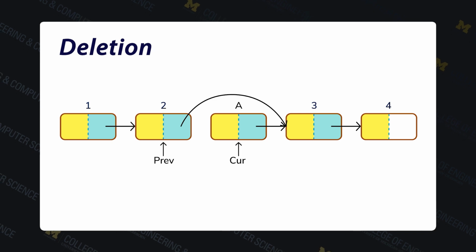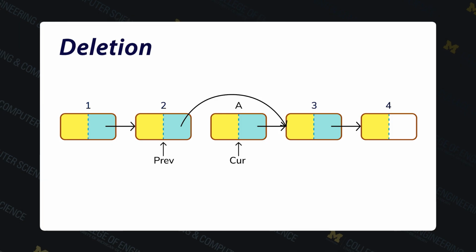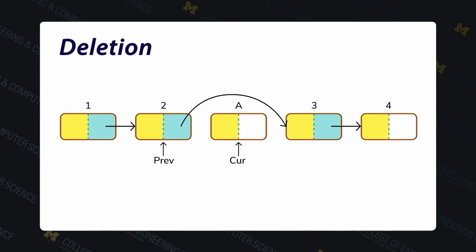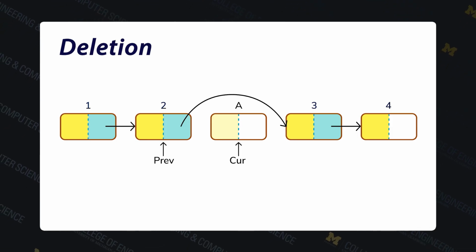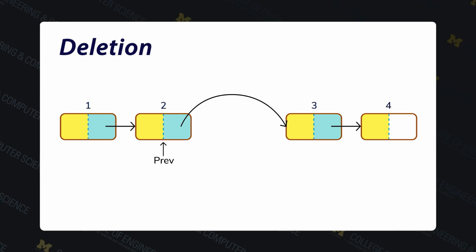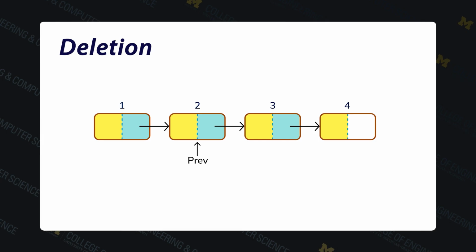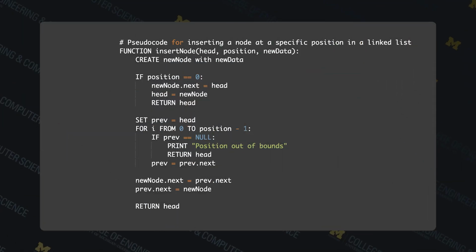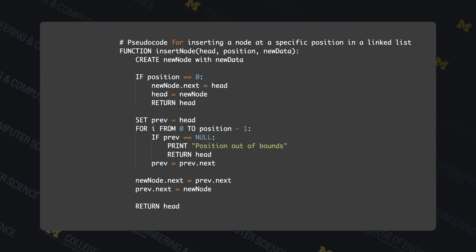From there, we want to delete the link from node A to node 3, now we can safely delete node A. And that wraps up our deletion. Now, let's go over some pseudocode for inserting and deleting a node from the linked list.